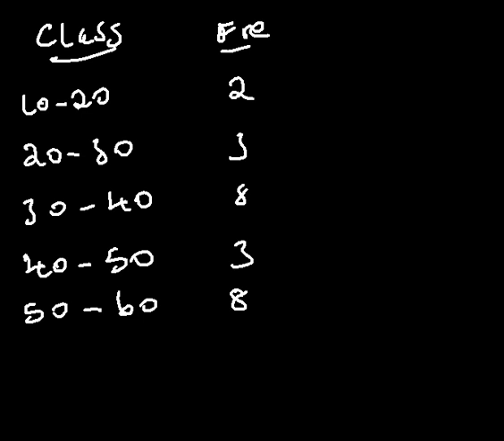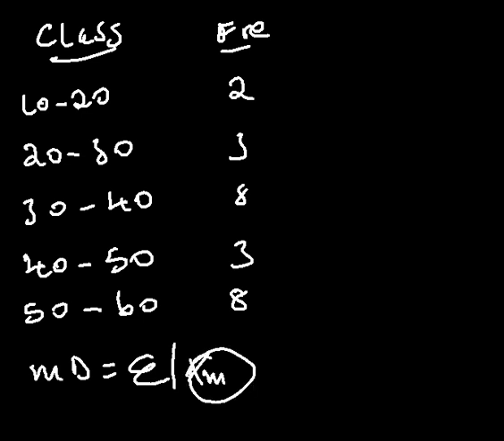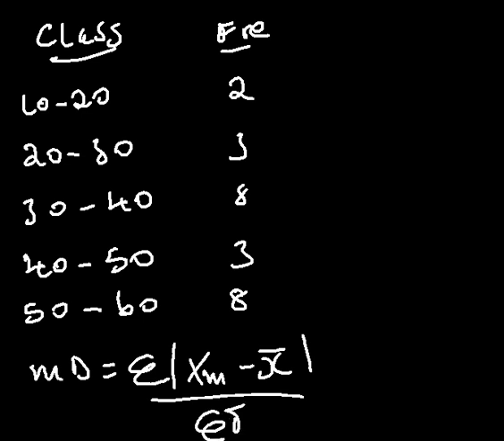So in this case, since this is grouped data, of course the principle remains the same. We have the mean deviation formula, given as the summation of, now instead of just having x, we'll have x subscript m, which should be the midpoint of the class, minus x bar, which is the mean, and divide by the summation of the frequency. That will be the only difference.